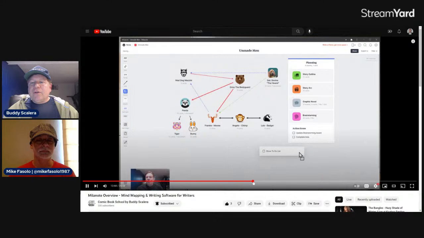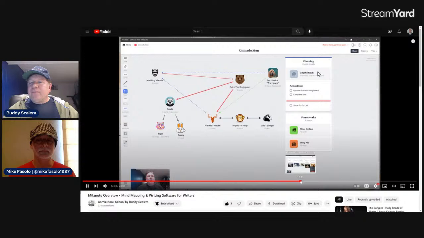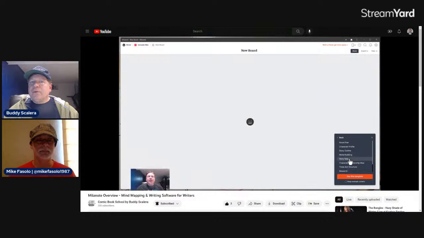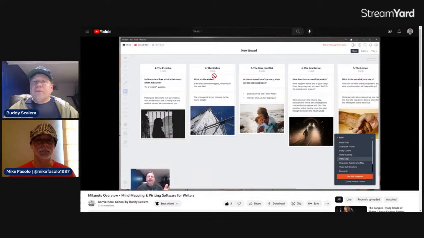Something else I'll probably use, because I have a very specific time and place for my story. Here's my story map. Once again, you can see I actually use this exact one, the premise, the stakes, and so on and so forth. You can see when it comes out of the box, it's white.